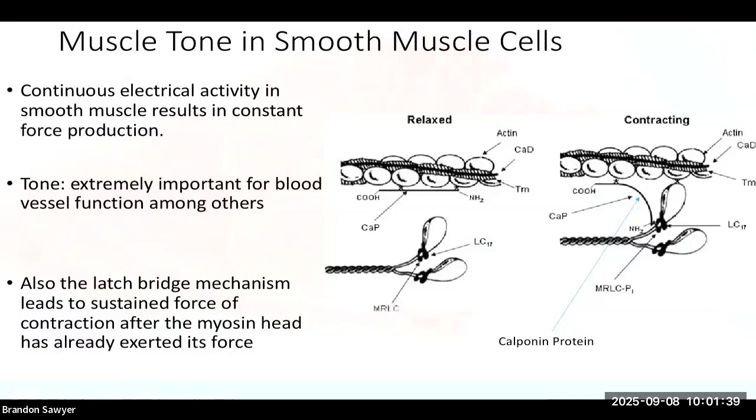We have this special protein called calponin, which is another binding point of actin and myosin outside of the myosin head. When the myosin head attaches to actin, you can shorten it. But we also have this other binding point with calponin, which directly attaches those two, and that can leave it locked in place. This is what's known as the latch bridge mechanism, which gives us the sustained contraction and tone that we get in smooth muscle.